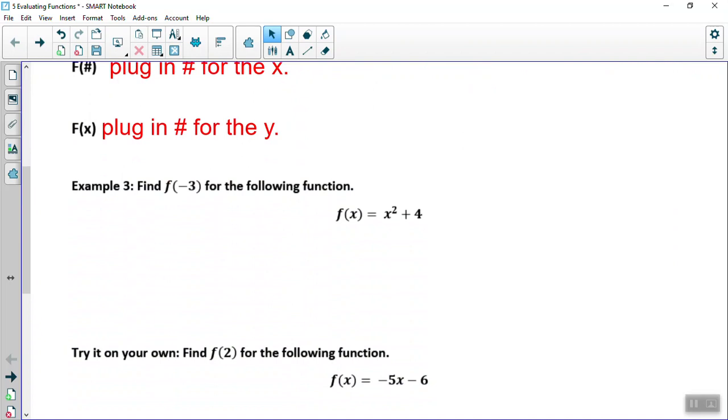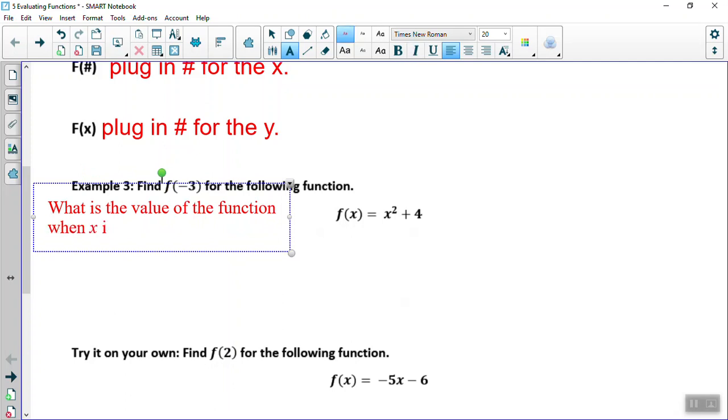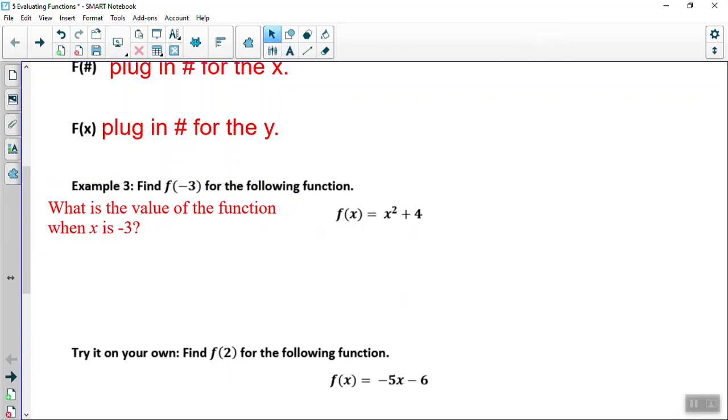So here we have f of -3. And what this is really saying is, what is the value of the function when x is -3? So I'm going to just type that in. Whenever you see something that looks like this, this is what it's asking: what is the value of the function when x is -3? So we're going to take that -3 and substitute it in for x, because we want to figure out what is the value of this whole function when x is -3. So I'm going to start with my substitution.